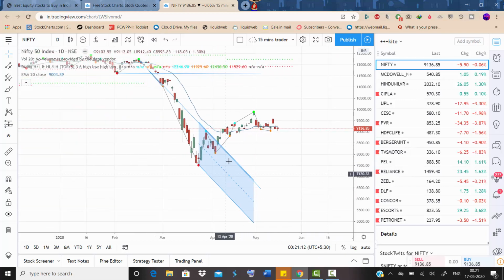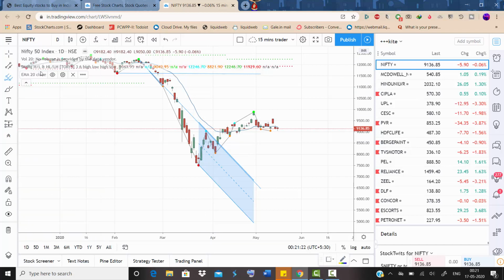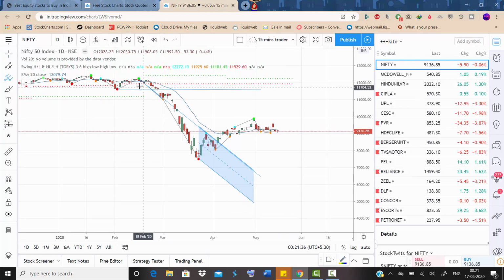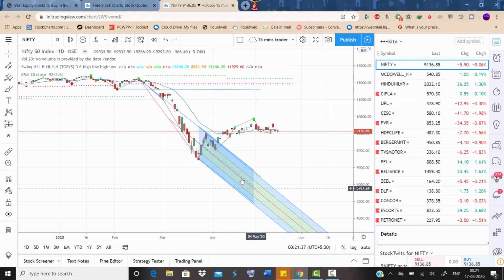So this is the channel. The point C doesn't cross over point A. So this is called a modified shift pitchfork, where you just connect point A, B, and point C. So you get this channel.